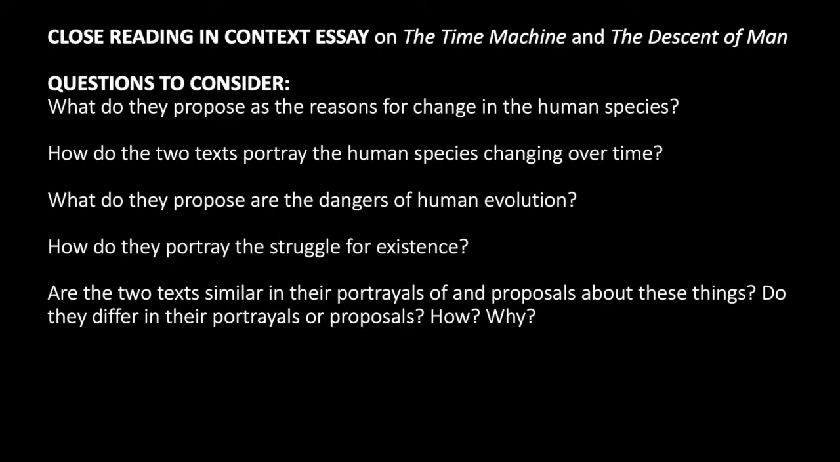How? Why? Or if you're writing about The Time Machine and Darwin, you might think about what do the two texts propose are the reasons for change in the human species? Or how do the two texts portray the human species changing over time? Or what do they propose are the dangers of human evolution? How do they portray the struggle for existence? And finally, are the two texts similar in their portrayals of and proposals about these things? Do they differ in their portrayals or proposals? Again, how and why?